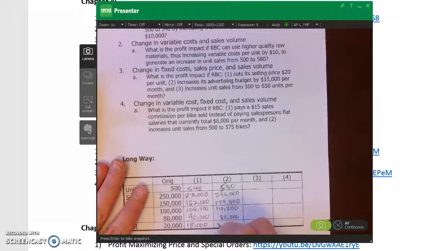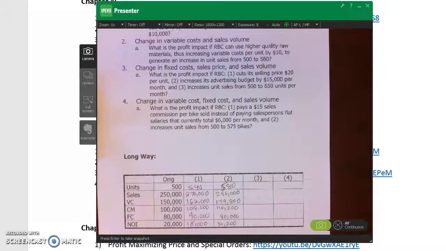So now I subtract it, I get 30,200. Is this a good idea? Yeah, because the profit impact is an increase of $10,200. Okay. Let's look at this next one.